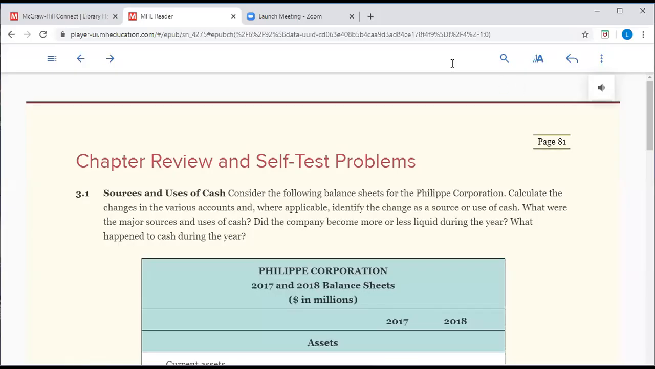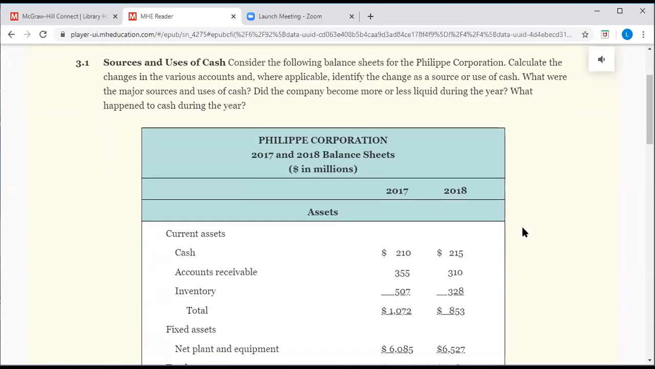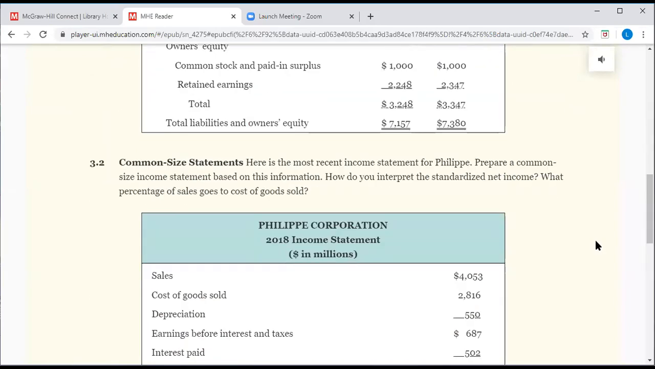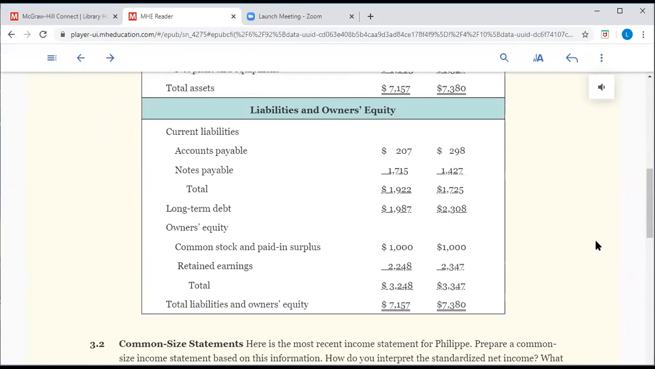Hi everyone, we're now going to take a look at Chapter 3's Chapter Review and Self-Test Problems, which were a great review of the different concepts we learned this chapter. So I'm actually on page 81 of your book. You're given Phillips Corporation, and you're given their balance sheet and their income statement. And you're asked to do a few things.